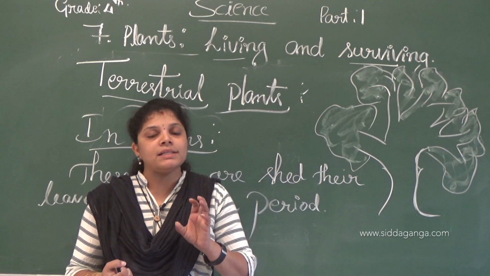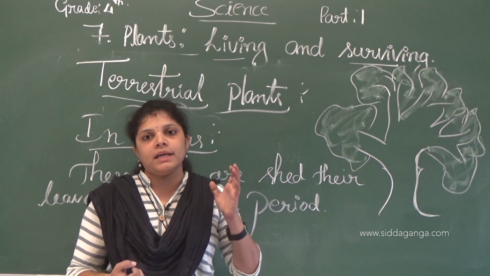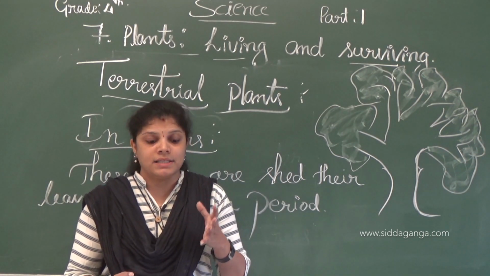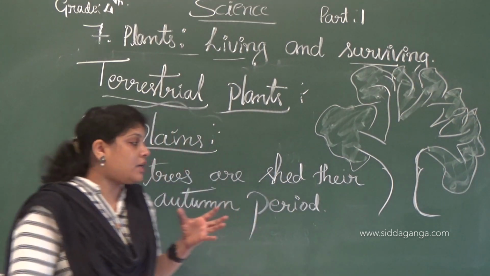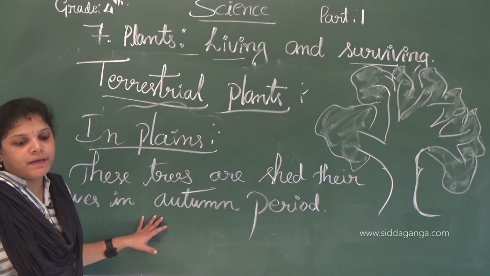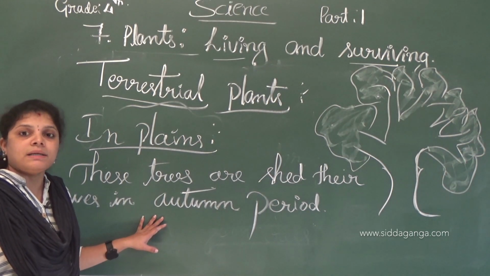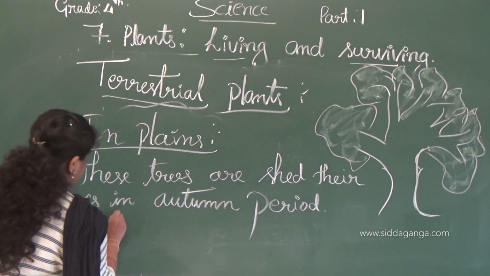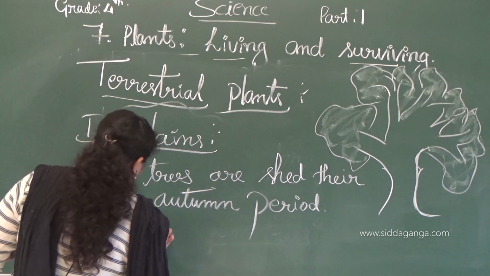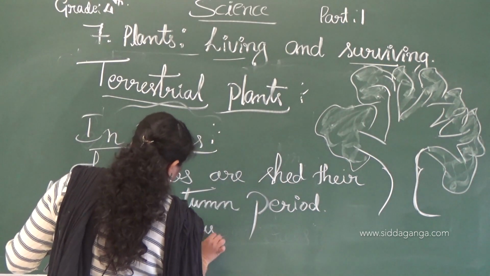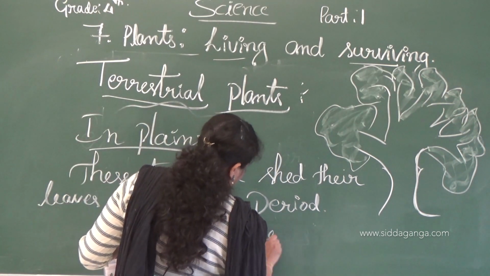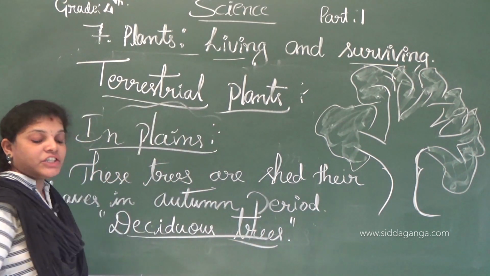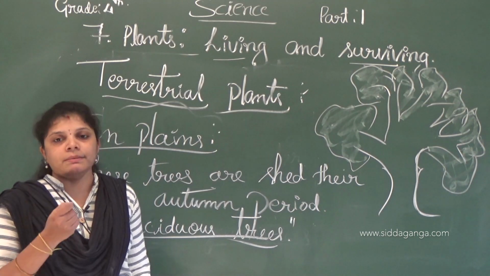In cold hilly areas they carry the leaves throughout the year, so we call it an evergreen forest, evergreen trees. But in plains they shed their leaves in autumn period, so that's why we call these plants or trees deciduous trees. What do we call these plants? Deciduous. Because they shed their leaves in autumn period.